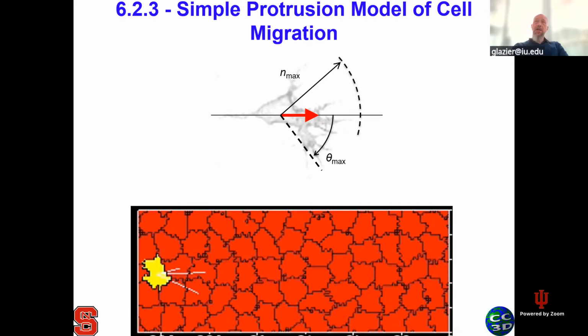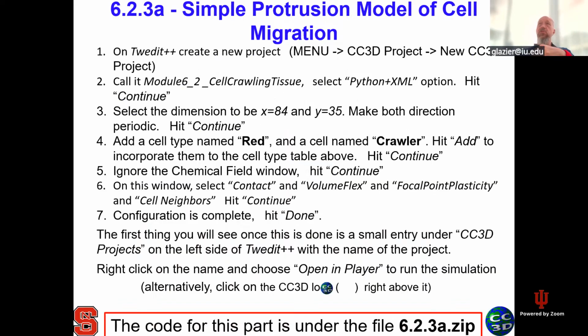And of course, there's some artificiality here because we're going to predefine the direction the cell wants to move. In reality, that orientation would fluctuate. And so here's the algorithm for this. We're going to create, in this case, we'll make the domain a little bit long and narrow, and we'll make it periodic this time. And we'll have two kinds of cells, and he calls them red and crawler, although we could call them red and green or something else.